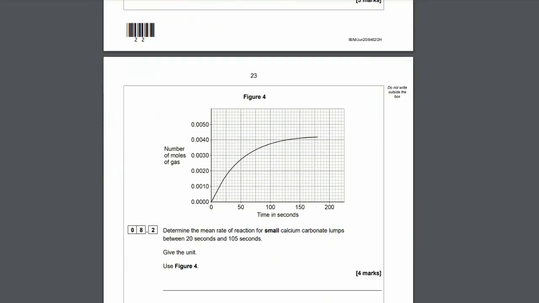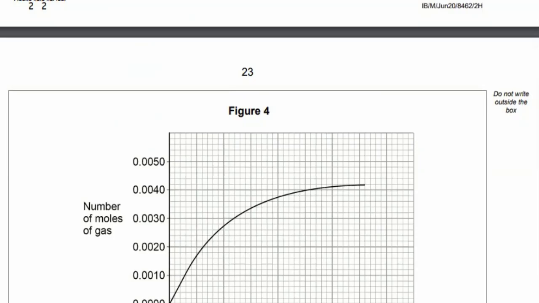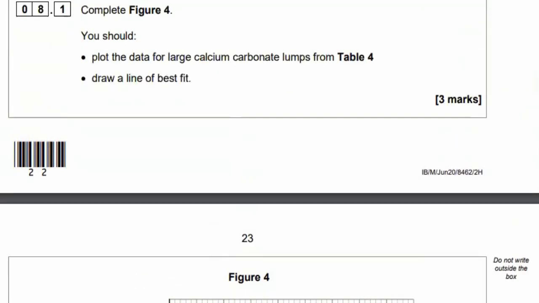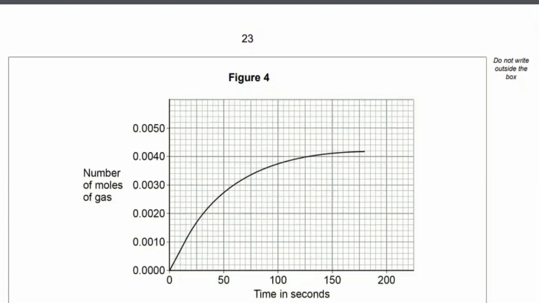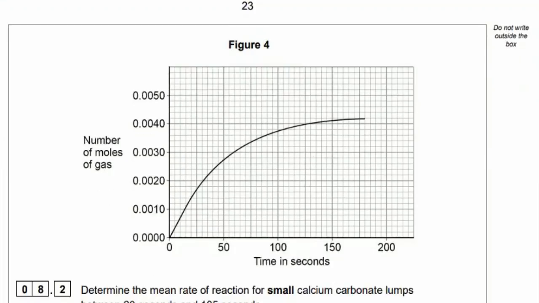So now we basically need to look at the table and plot the points onto the graph. So it's going to look something like this. Plot the large lumps from table 4. Once you put all the points on, you're going to get 3 marks. You can afford to get one of the dots in the wrong place, but essentially it's going to have this pattern, and then you're going to attach a line of best fit.